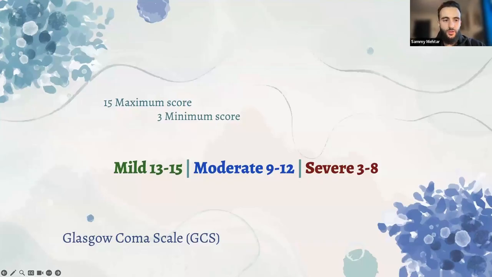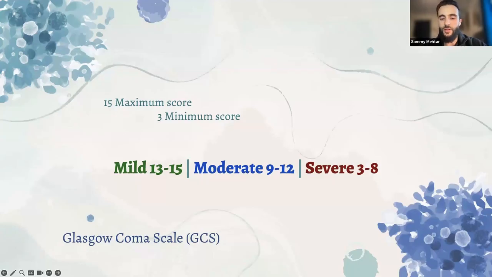The GCS, the Glasgow Coma Scale, is out of 15 with a minimum of 3. So 3 would be completely comatose, unresponsive. It would be the same exam you'd have from someone who is dead, whereas 15 is the maximum score. This categorization might differ from institution to institution, but probably the most common way is mild, moderate, and severe. Mild being a score of 13 to 15, moderate 9 to 12, and severe 3 to 8. And it's really in that severe category that is considered comatose.